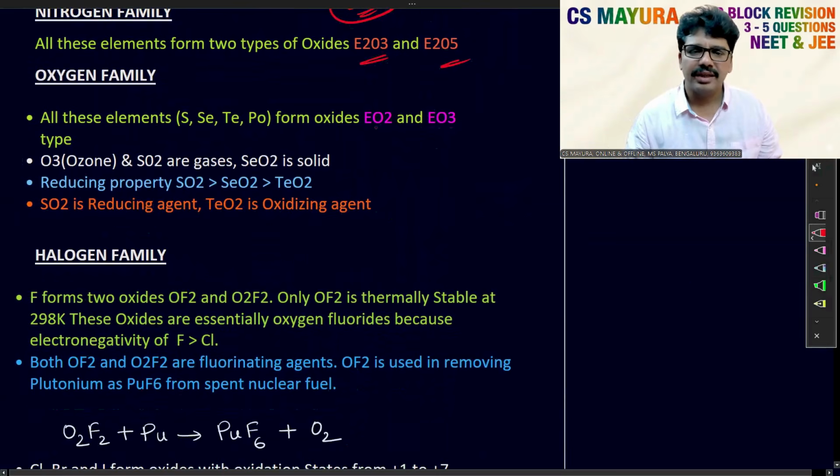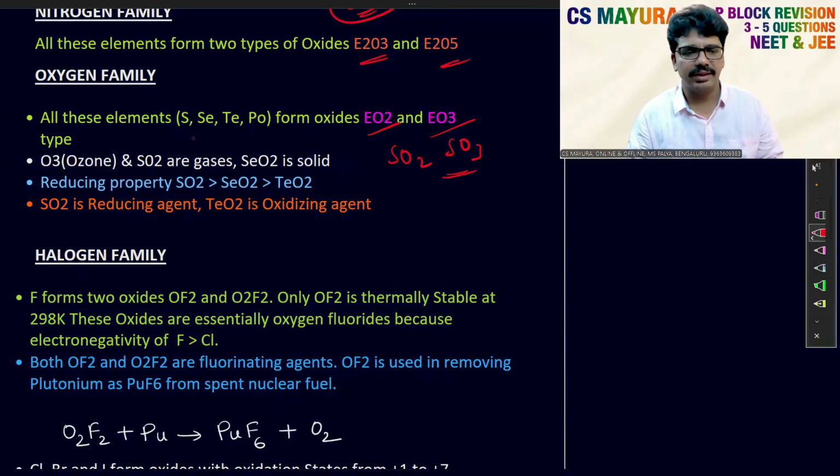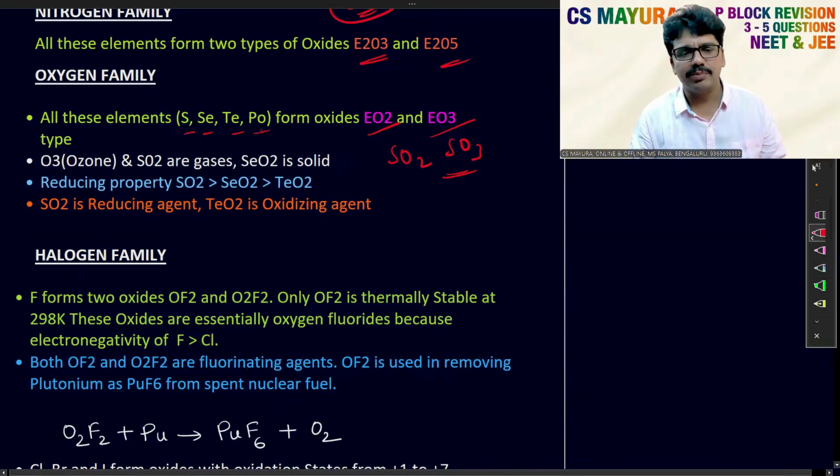The oxygen family gives EO2 and EO3 types of oxide. For example, if I take sulfur, SO2 and SO3 type of oxides. Oxygen itself is not giving any oxide, because for oxides we want oxygen. Oxygen exists in two forms, O2 and ozone. Sulfur, selenium, tellurium, polonium, all these elements give EO2 and EO3 types of oxides.